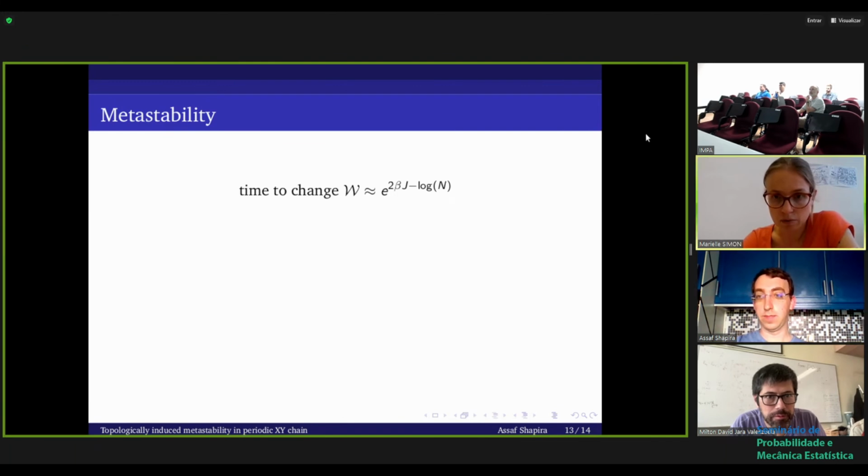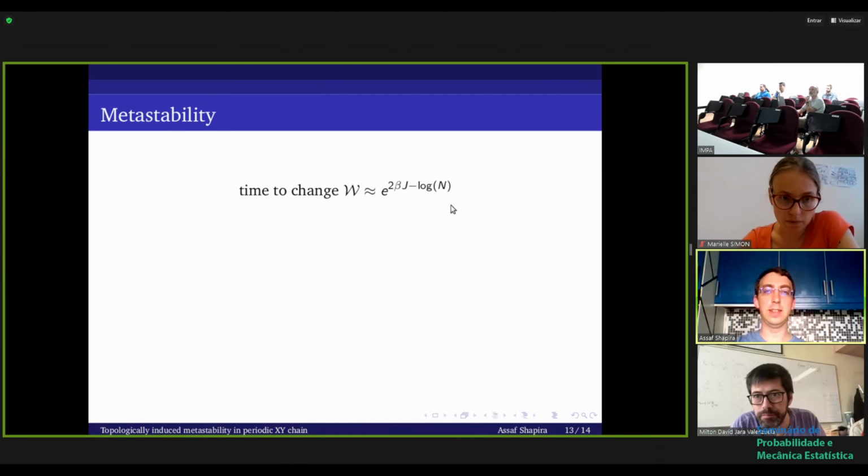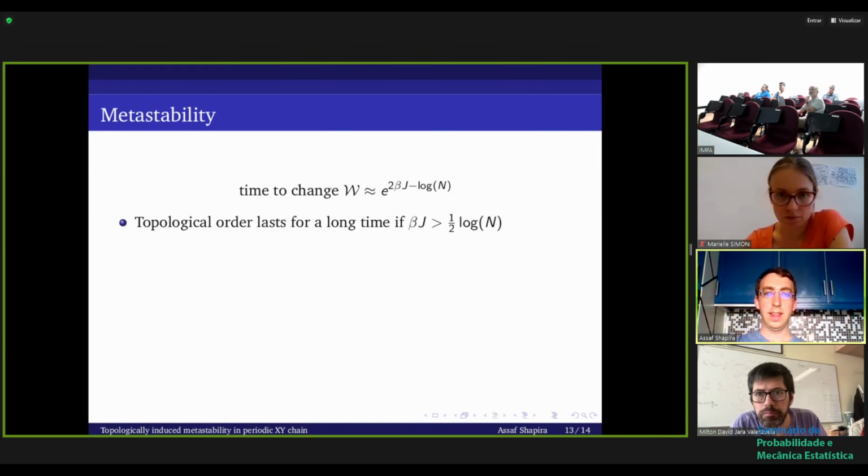Okay, so actually, essentially at the end, we say that the time to change W is this exponential of the free energy barrier, which came from the probability of this local maximum. And if we look at this formula, then we see that if my beta J is larger than 1/2 log n, then the time to change the winding number is very long. Let's say it's 1/2 log n.